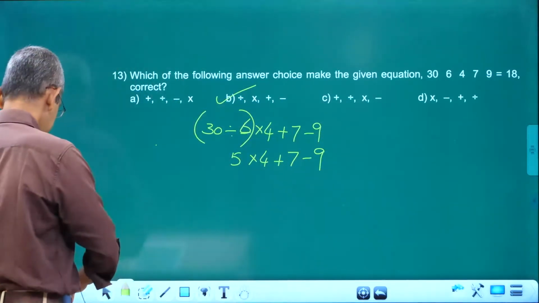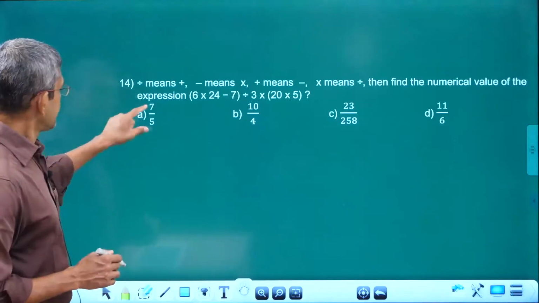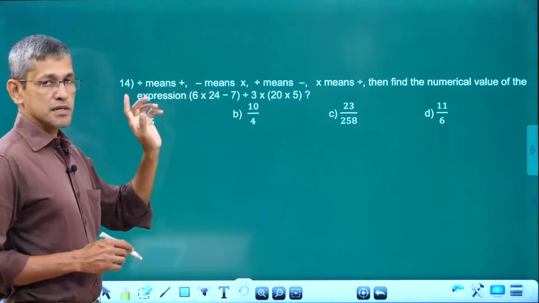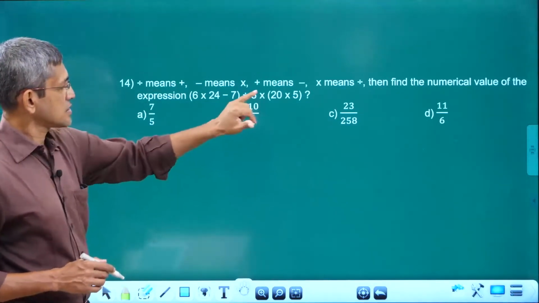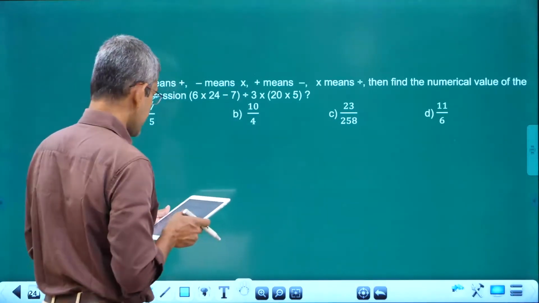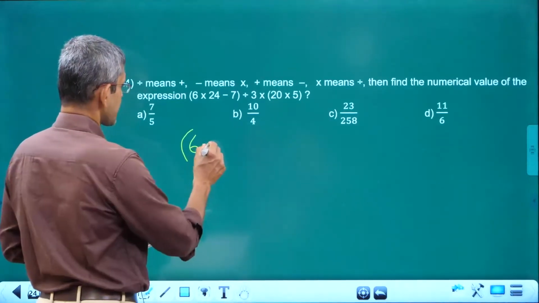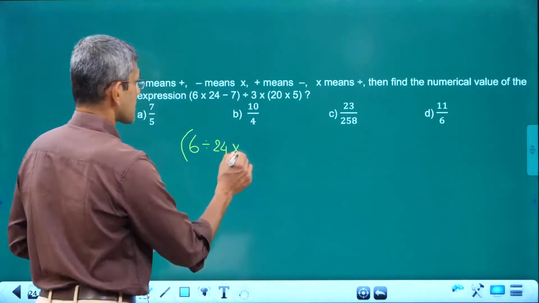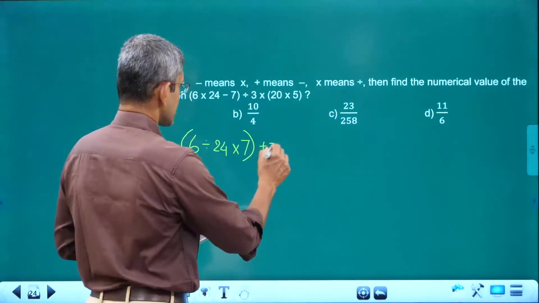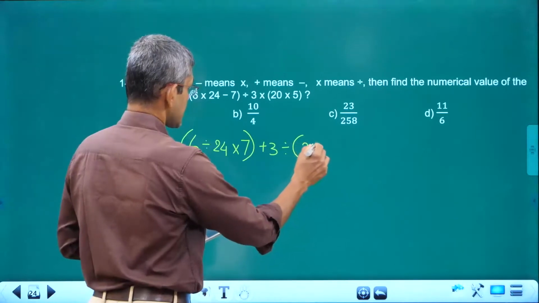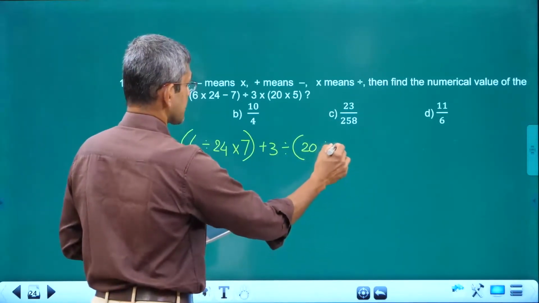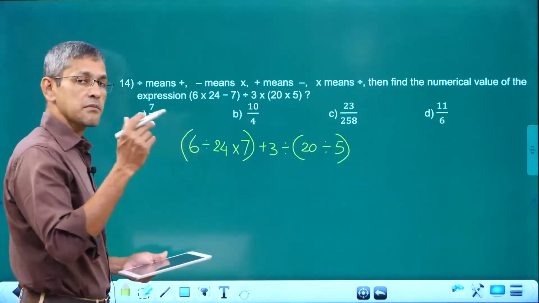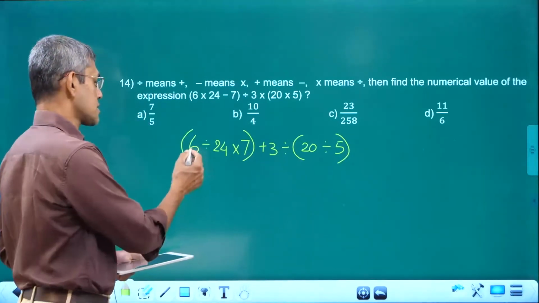And now next one. Question number 14. Division means addition. Subtraction means multiplication. So what kind of answer do you get from here? Here what we have is 6 into 4. When we change the symbols, what we get is 6 divided by 24. So minus means it is multiplication. So into 7. Plus 3 divided by 20, and multiplication means division, 5. So 20 by 5. First bracket. Inside the bracket you have to apply the BODMAS. So what is division first?